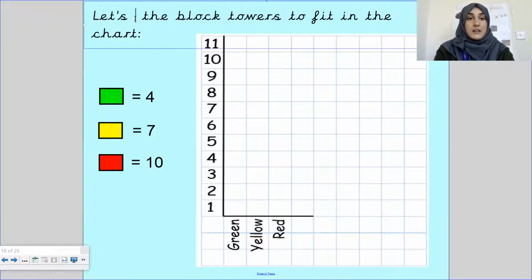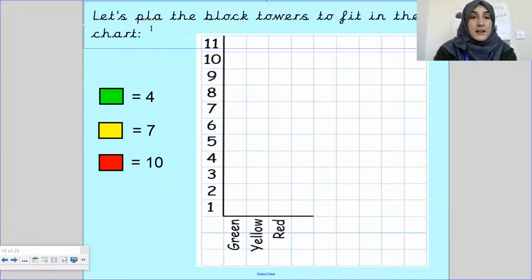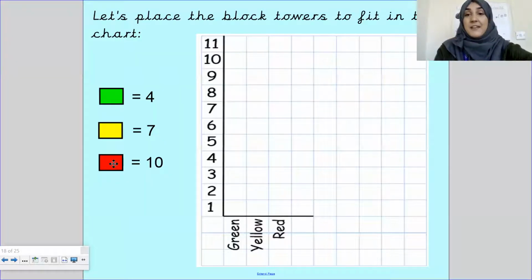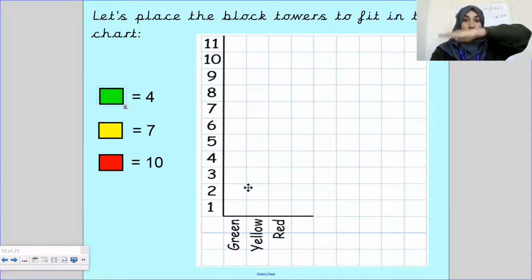Let's see what that should say. Let's place the block towers to fit in the chart. Now, the thing to pay attention to here is that one block is a bit like Lego blocks, like I have here. I only have 1 green and 3 blue, so let's just pretend these are all green. So we're going to take one, and it says here it's green, so I know that they need to go like this. And in a block diagram, everything is in either a straight column or a row.